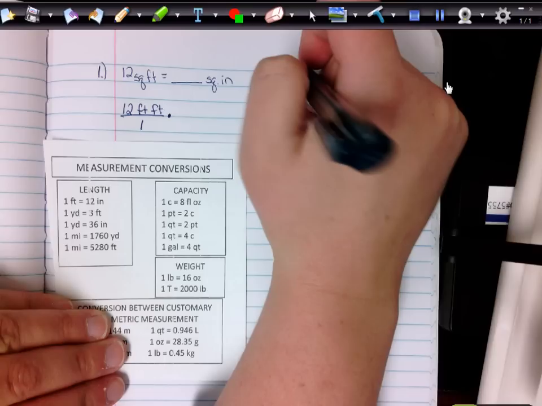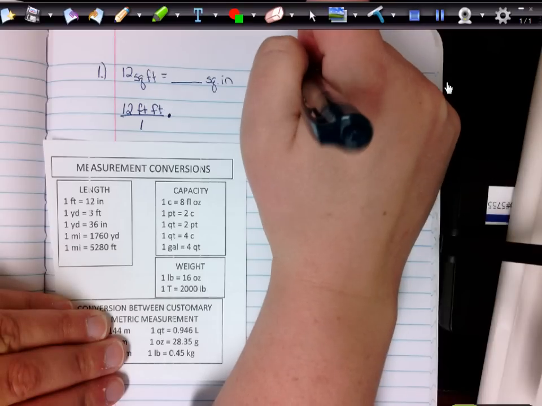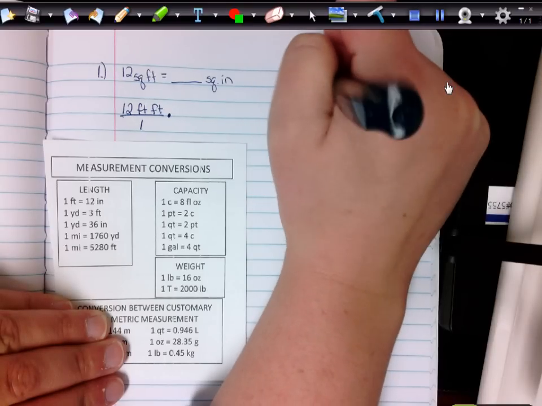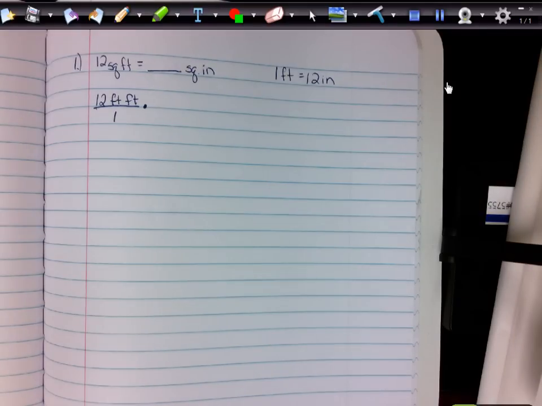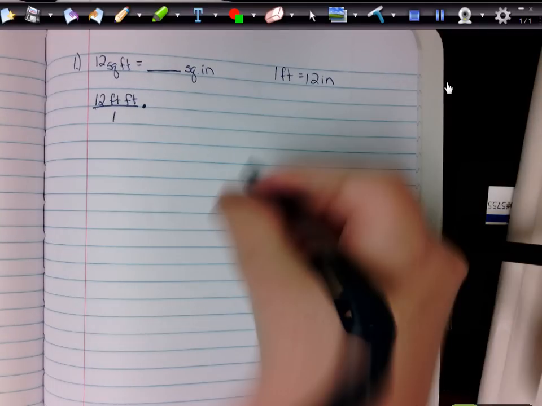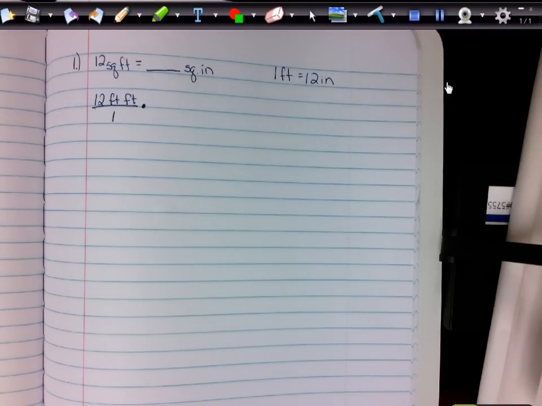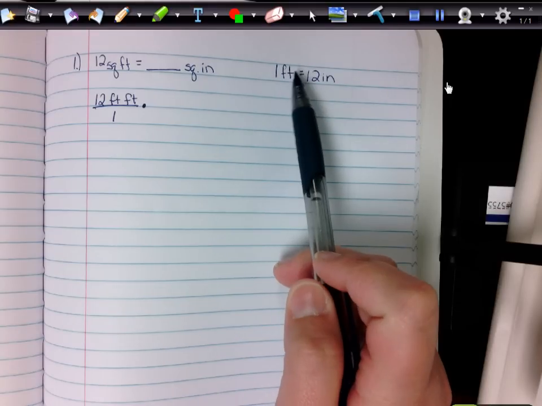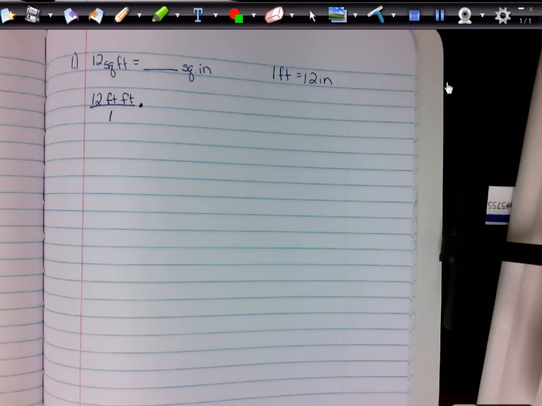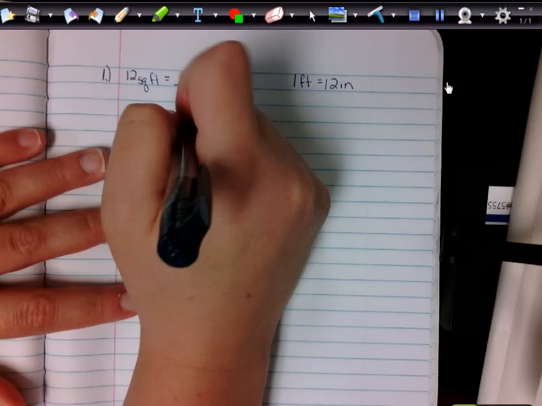So I'm going to go ahead and write that down on the right hand side of my paper. So right over here I'm going to write 1 foot equals 12 inches. So I wrote my conversion from my conversion sheet over here in the top right hand corner. So that's what's going to help me here. Now be careful, this isn't 1 square feet equals 12 square inches. This is 1 foot equals 12 inches.